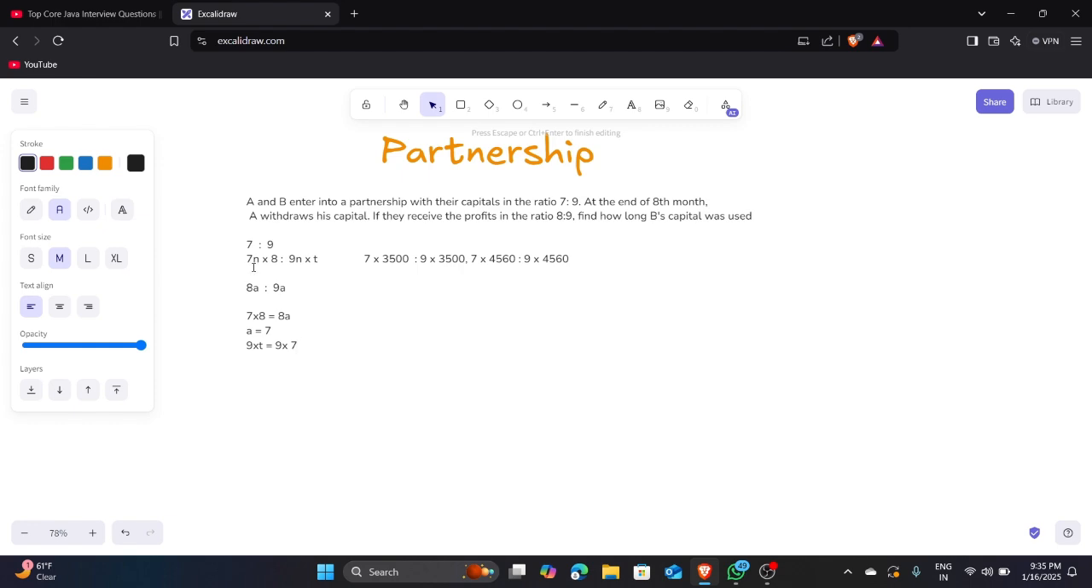You can verify it also. How? We put the value of t here. 7 into 8 is 56, and 9 into 7, 7 nines are 63. When you simplify this, you get this ratio back, 8:9, because both numbers are multiples of 7, and when you divide them by 7, you get this ratio. So we verified it also.